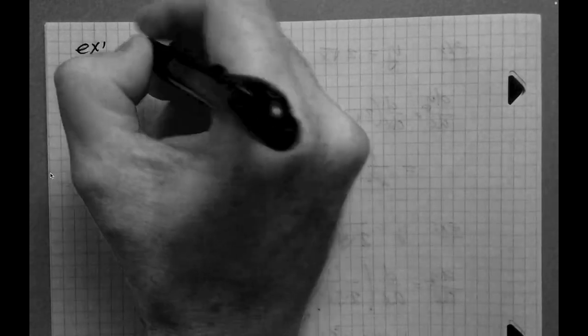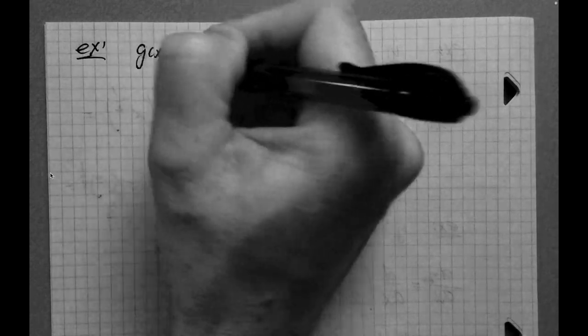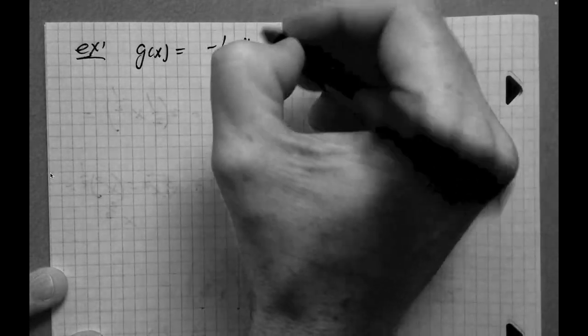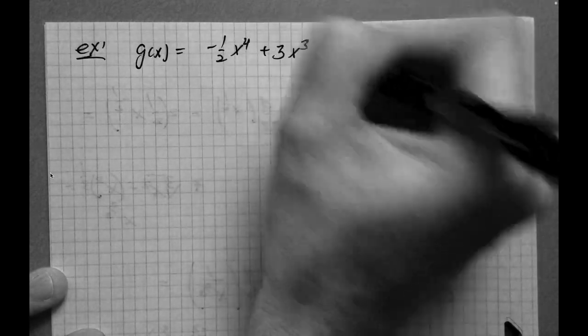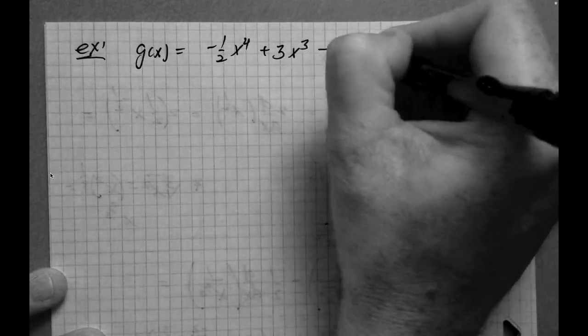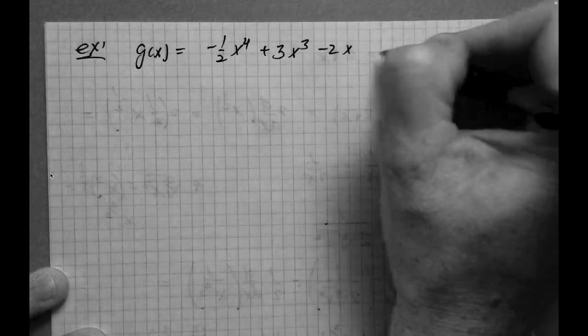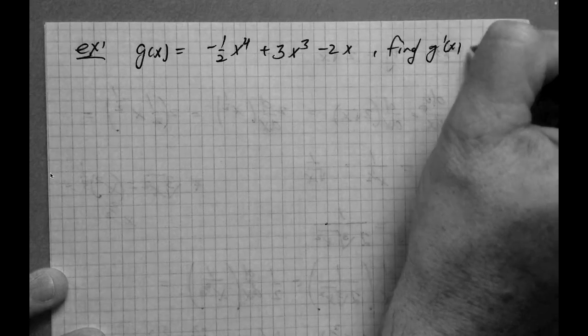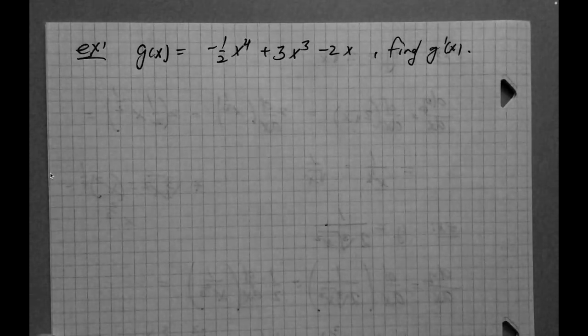So how about an example? This is where we can start building polynomials. So let's say g of x equals negative 1/2 x to the 4th plus 3x cubed minus 2x. Say I want to find g prime of x. Okay, we want to find g prime of x.